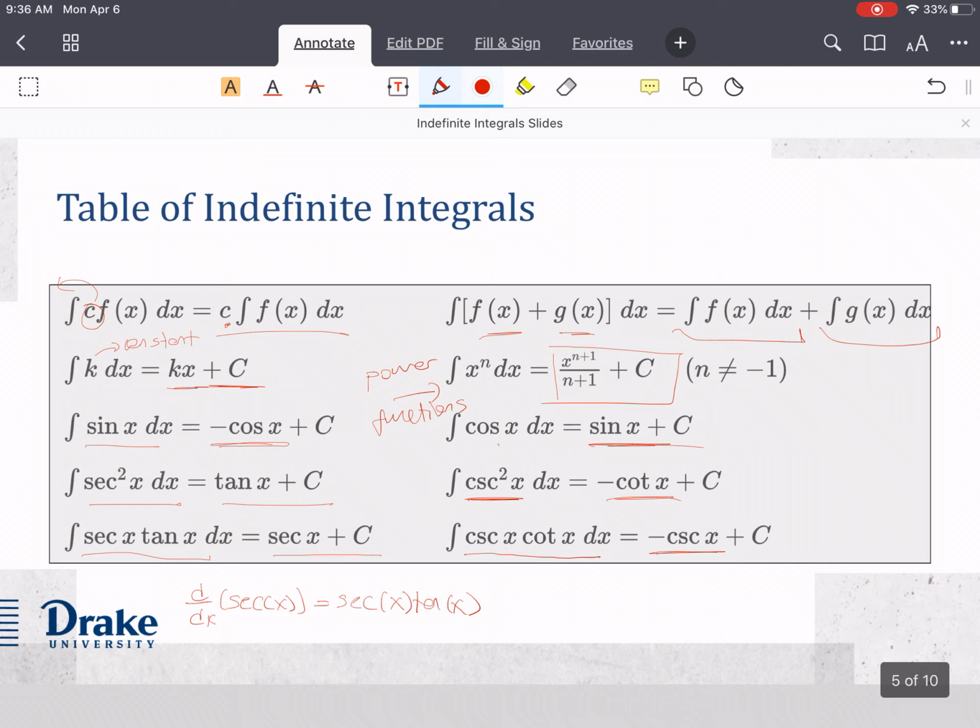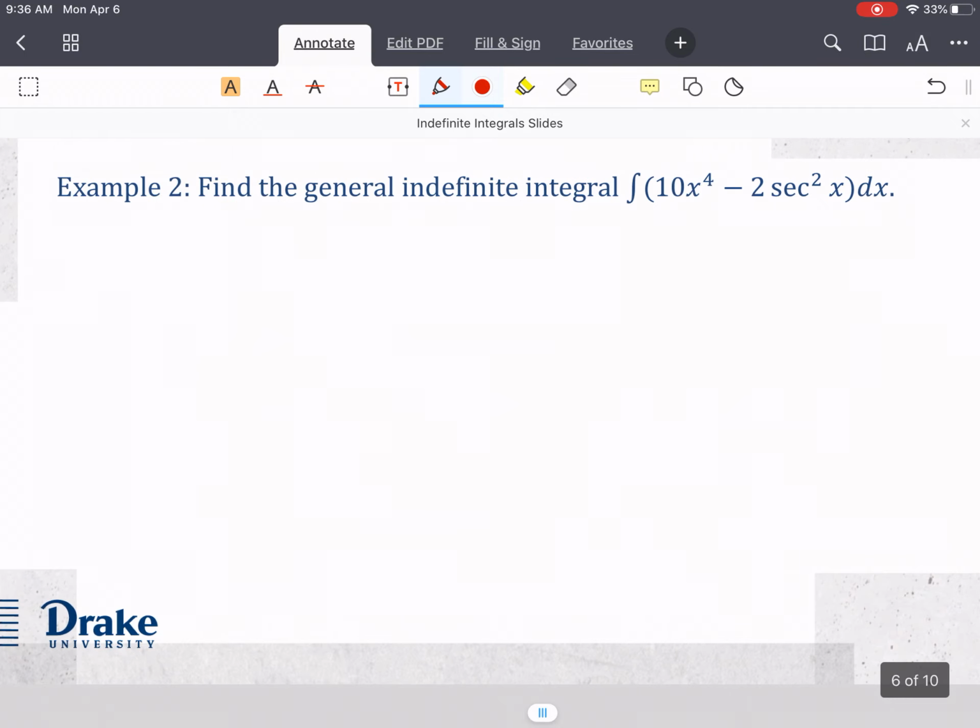Alright, now that we know these rules, we're going to take a look at a couple of examples. Example 2. Find the general indefinite integral of 10 x to the fourth minus 2 secant squared x dx. Using the rules that we know, we can split this integral, because we're subtracting two different functions. So we're going to rewrite it as integral 10 x to the fourth dx minus integral 2 secant squared x dx.